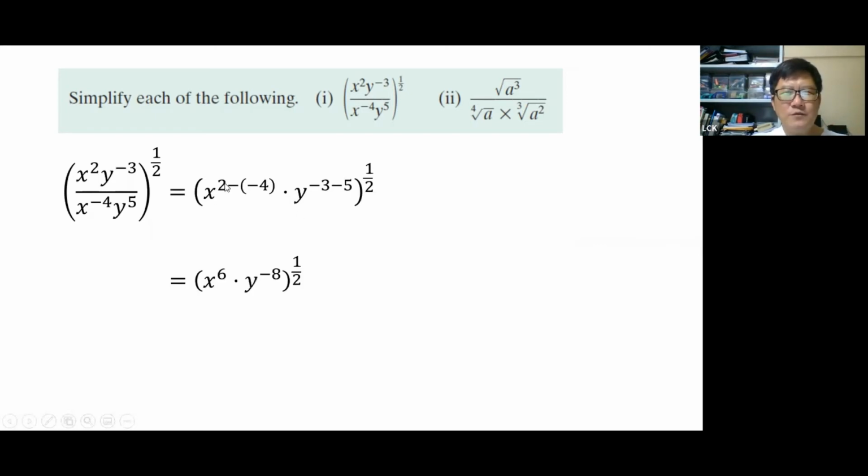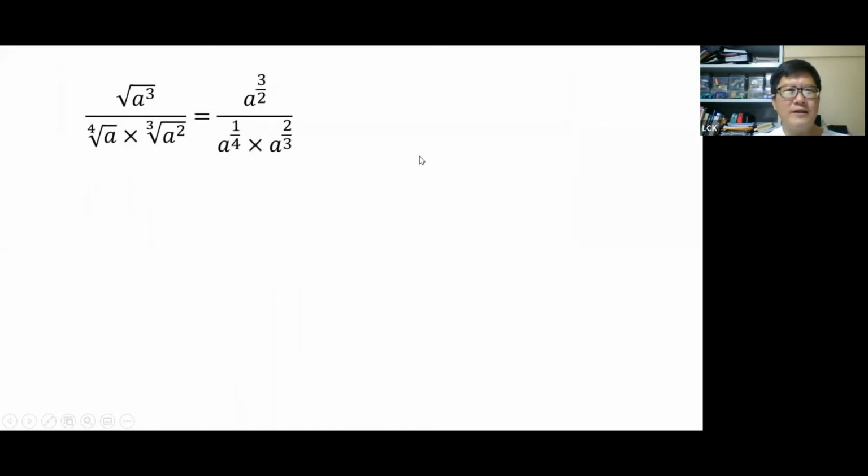So 2 minus -4 is 6. -3 and -5 is -8. And the half applies to both. So 6 times half is 3, and -8 times half is -4. So you can have that, or if you want to, you can express it in this form. Either way is fine. If you stop at this step, it's also correct. All right, let's look at the second one.